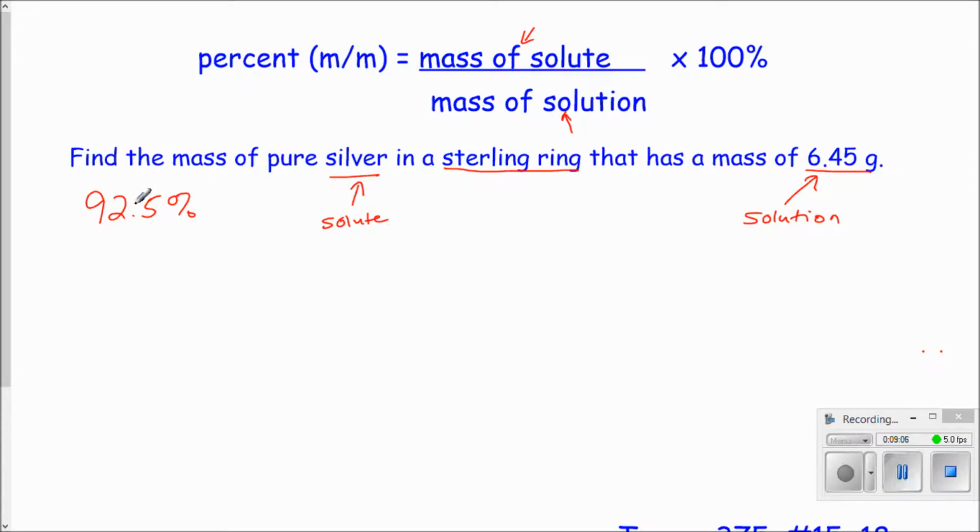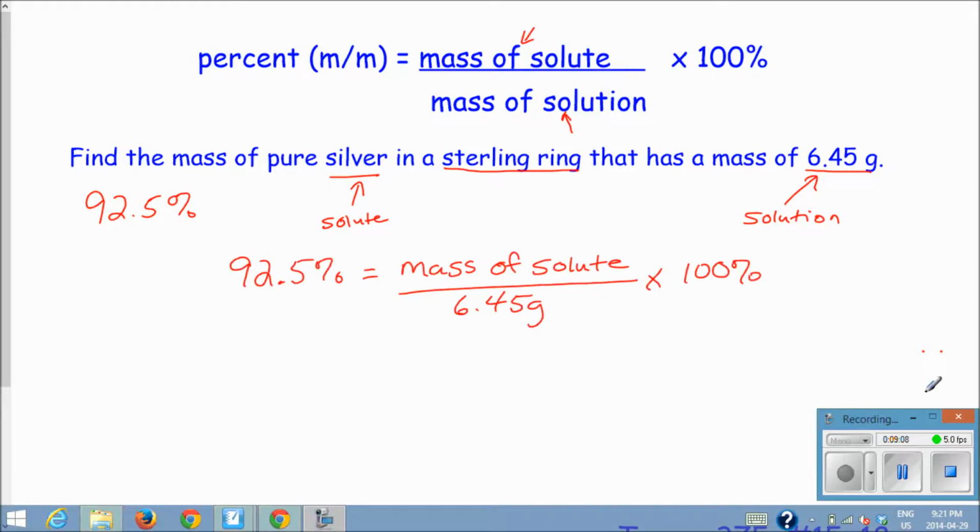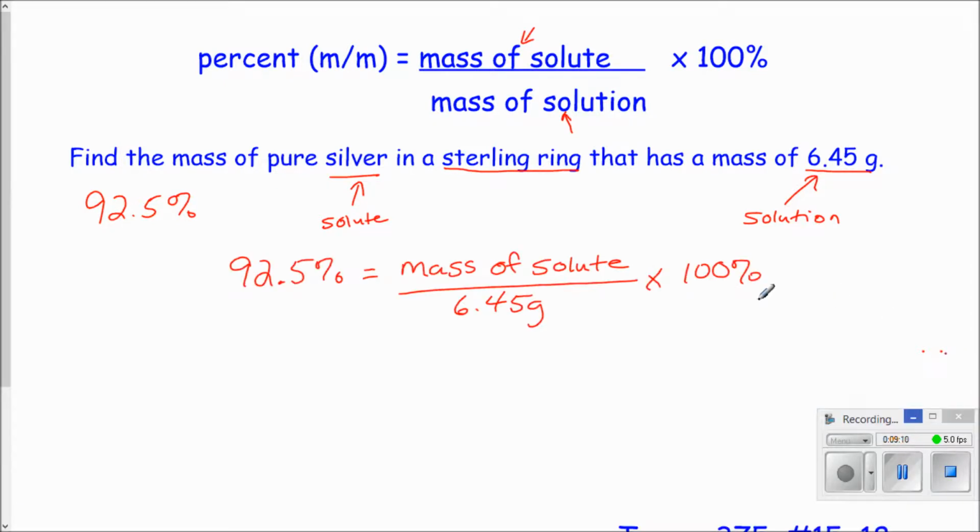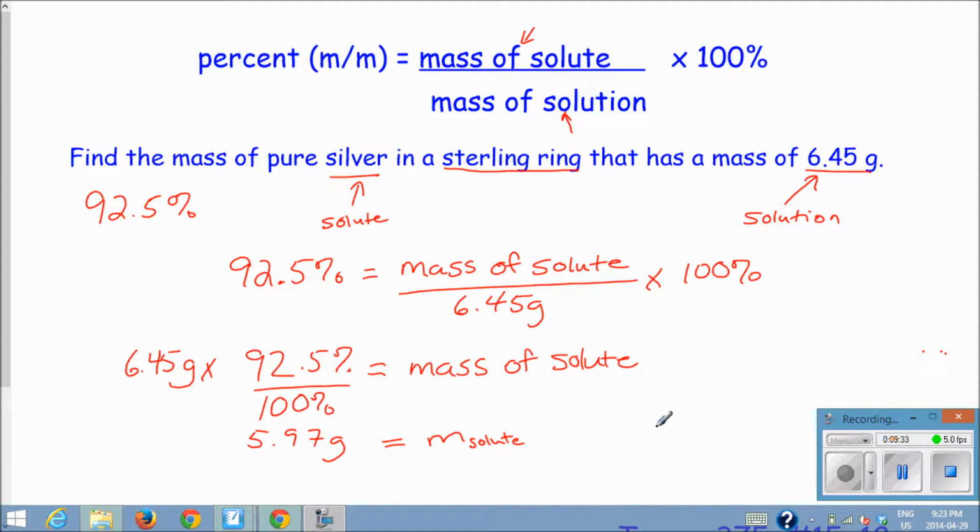So let's just substitute these numbers into our equation. Next, we're just going to do some simple algebra where we rearrange this equation and we solve for mass of solute. Since 6.45 grams is being divided on this side, that means to eliminate it, we have to multiply it on both sides. It's going to be multiplied on this side, and it will be removed from here. 100% is being multiplied on this side, so on the other side it's going to be divided. So it will look like this.